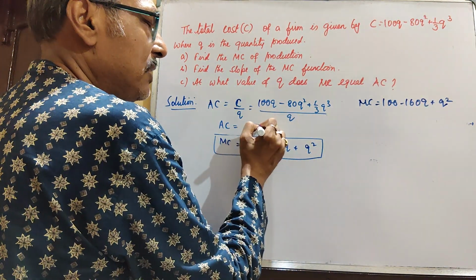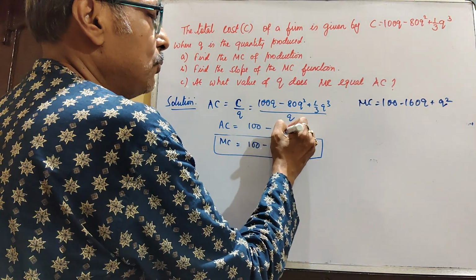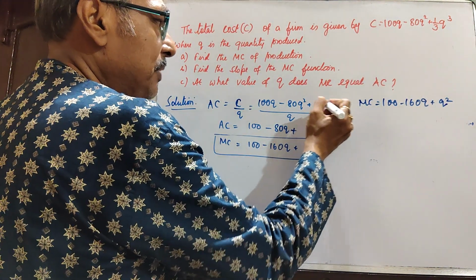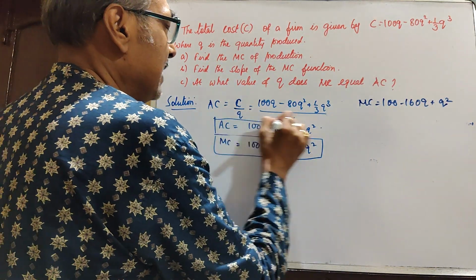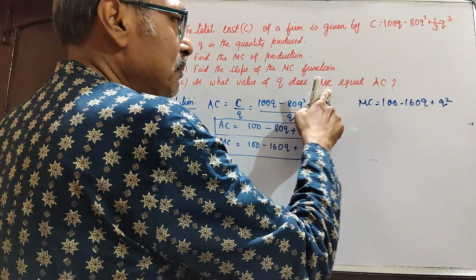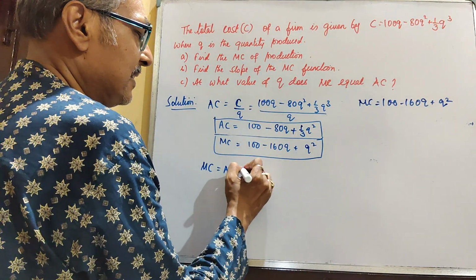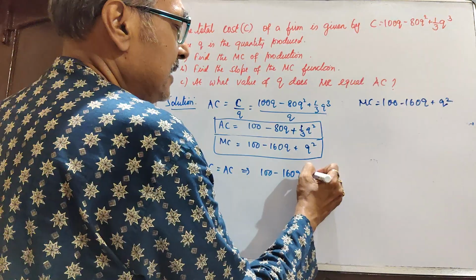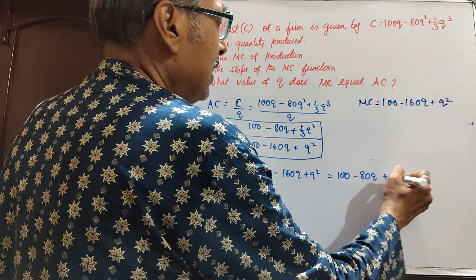100Q divided by Q is 100, then 80Q squared by Q is 80Q, plus 1/3 Q cubed divided by Q is 1/3 Q squared. This is our AC. Now we have to find the value of Q where MC equals AC. That is, MC equals AC implies 100 minus 160Q plus Q squared equals 100 minus 80Q plus 1/3 Q squared.